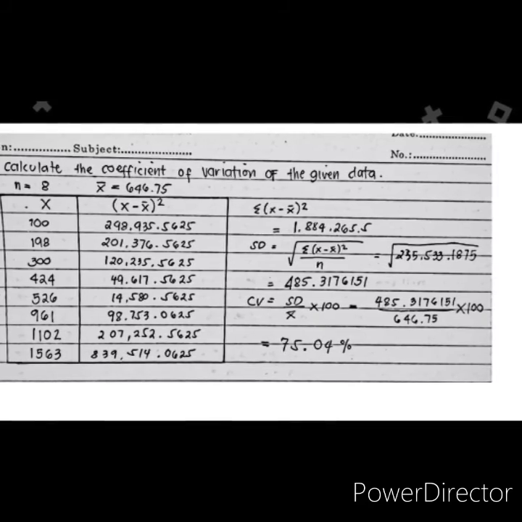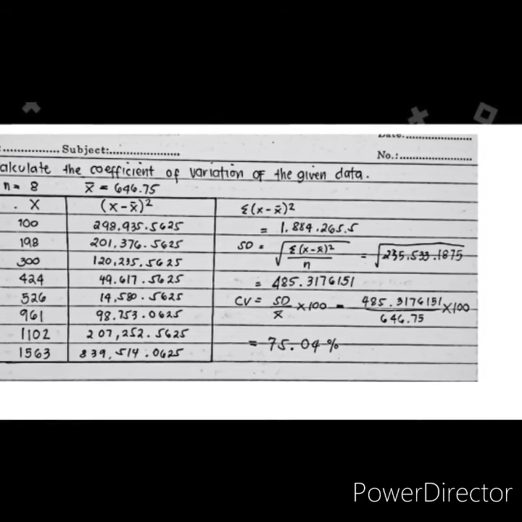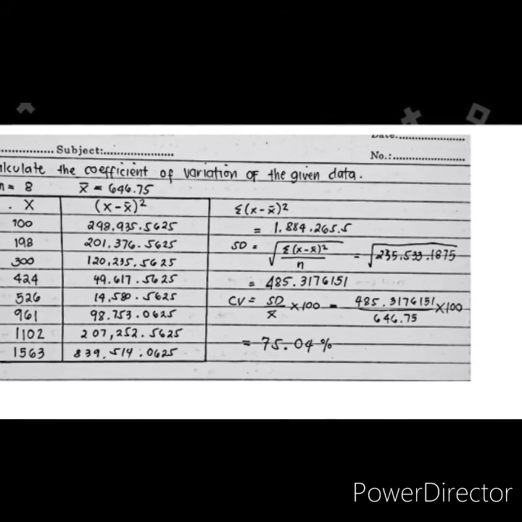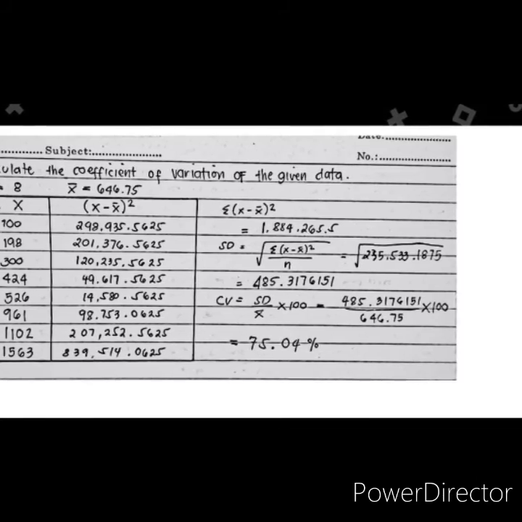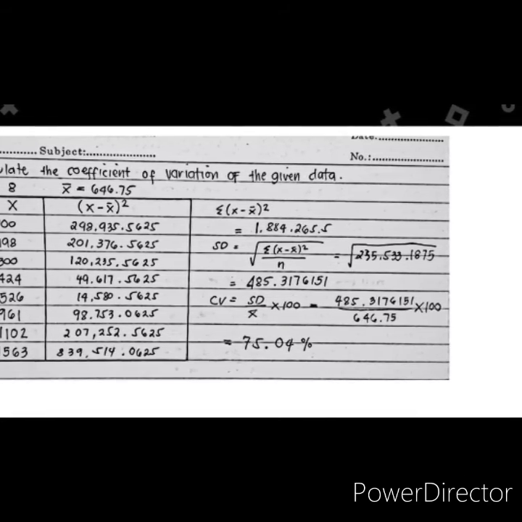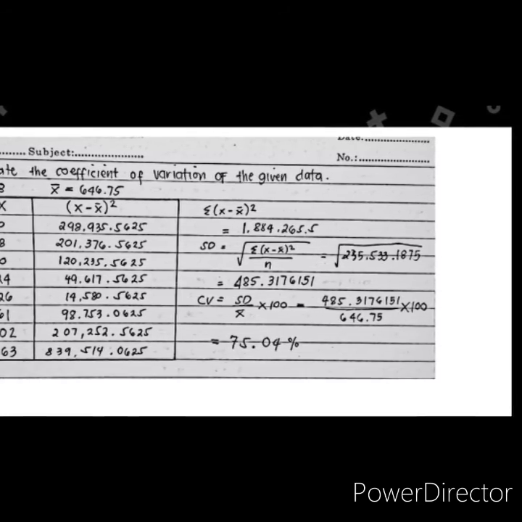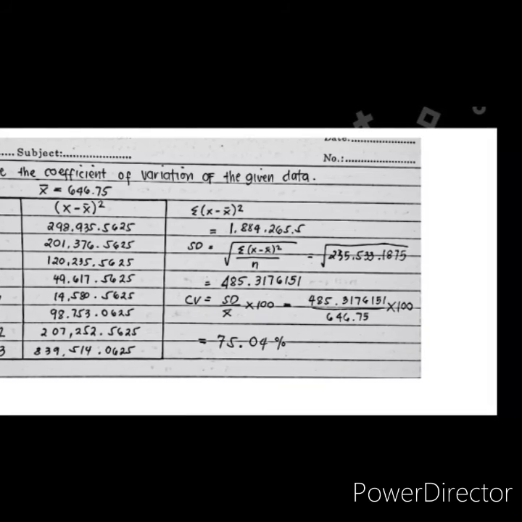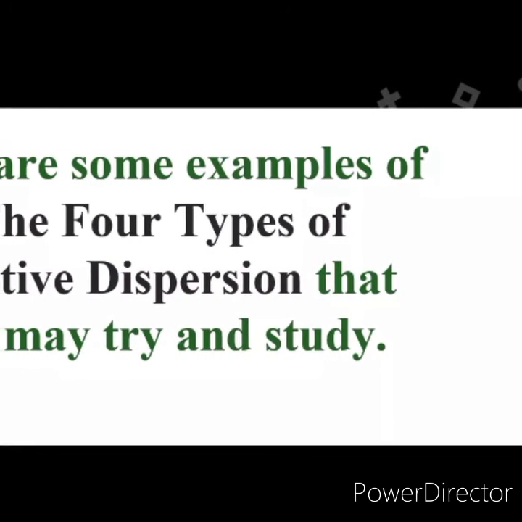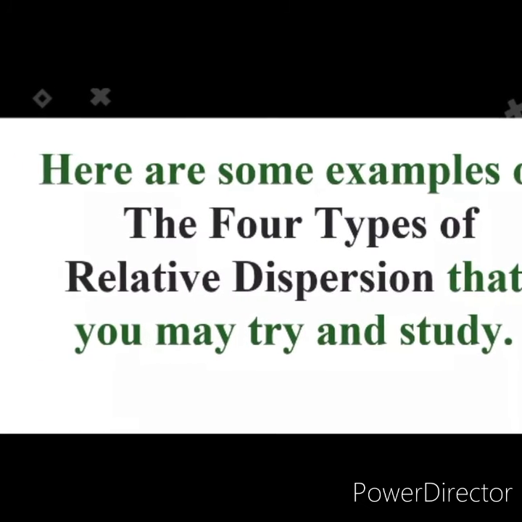So we have here the coefficient of variation, which is SD over mean times 100. So here we have 485 point something over 646.75 times 100. As you can see, the answer is 75.4%. So here are some examples of the 4 types of relative dispersion that you may try and study.